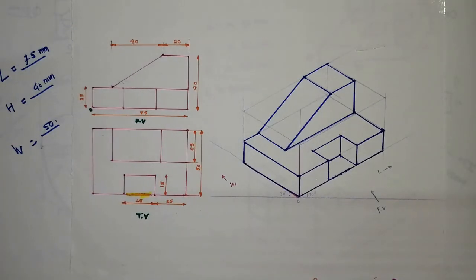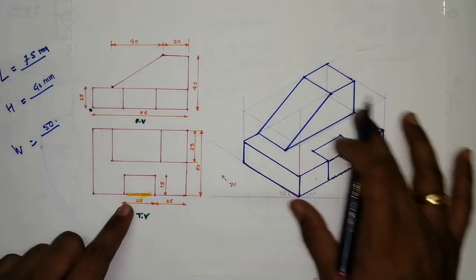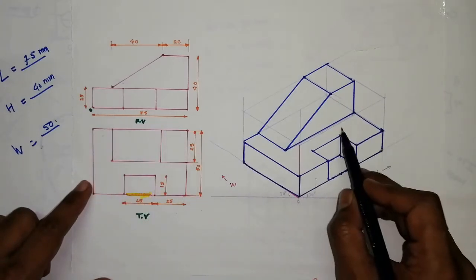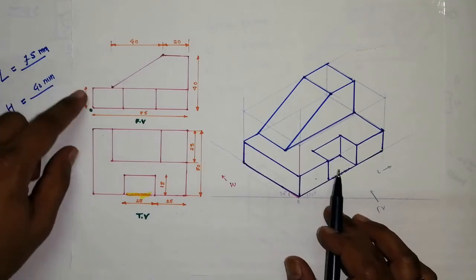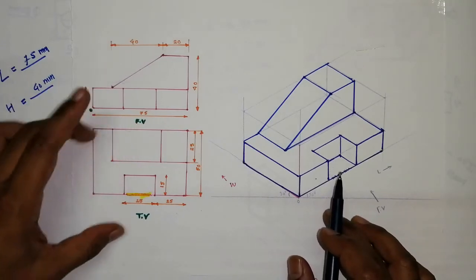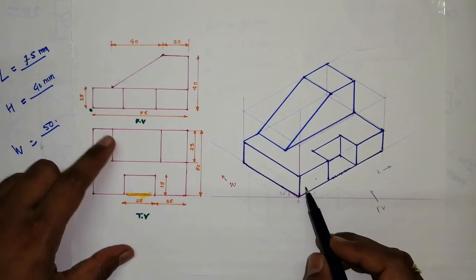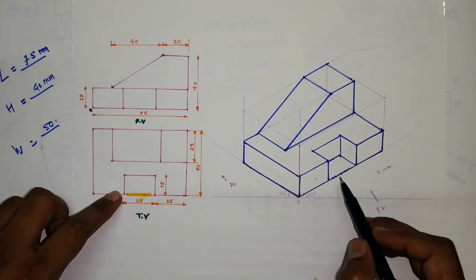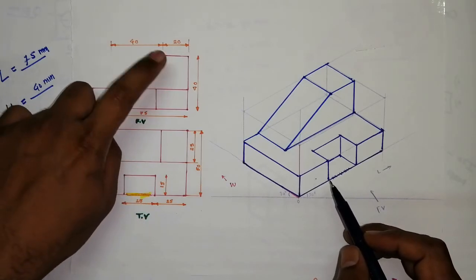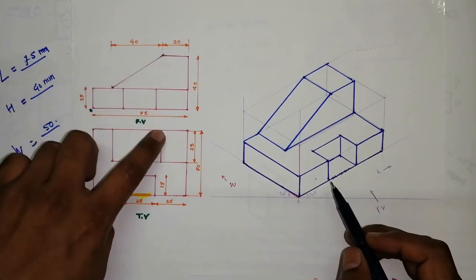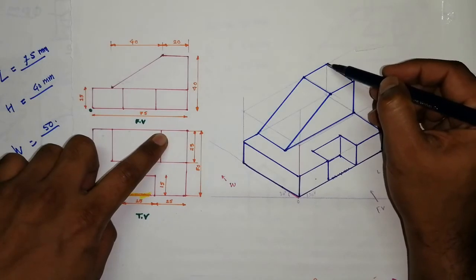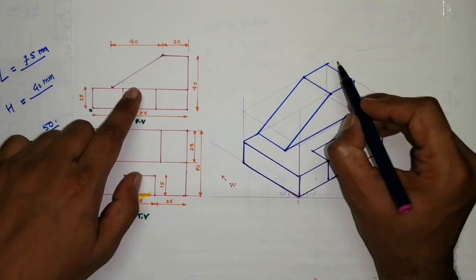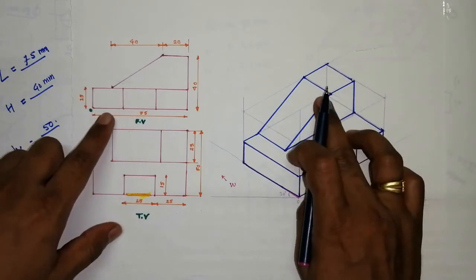So this is the complete isometric view for this problem, where we have first drawn the bottom foundation block of 15 by 75 and width equal to 50. In that we have a rectangular cutout, so that rectangular cutout we have drawn here. After that the second surface is here, so we have taken the projection. It starts from the right hand side corner, having width of 25. So this is 25, this is 20, and then it is inclined.